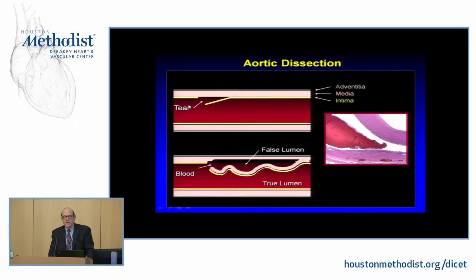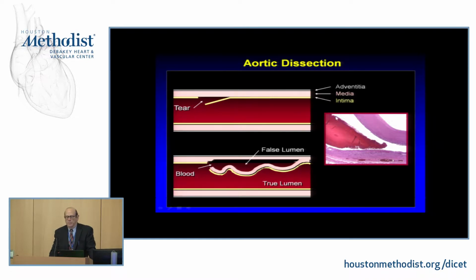And if there's a rent or tear in the intima, allowing access of blood to the media, to this pressure from the lumen under pressure, the media will disrupt and then will typically propagate longitudinally. Usually in a dissection, whether it starts in the ascending or descending, they usually propagate all the way down to the iliacs. That would be the typical situation.